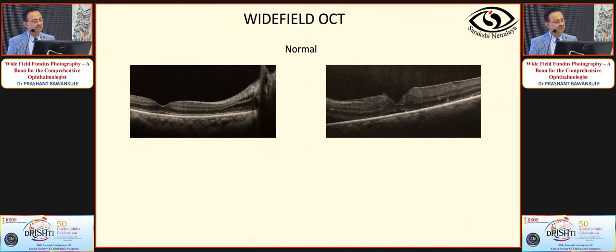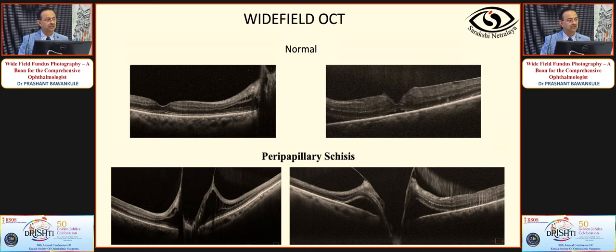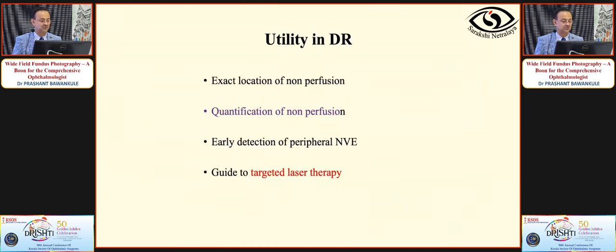Now, this is another patient who had a normal OCT, presumably, and in this eye we thought we were seeing something abnormal. But on a wide field OCT, you can see there is a simultaneous peripapillary schisis as well. So this is how a complete panoramic view helps you in better diagnosis.